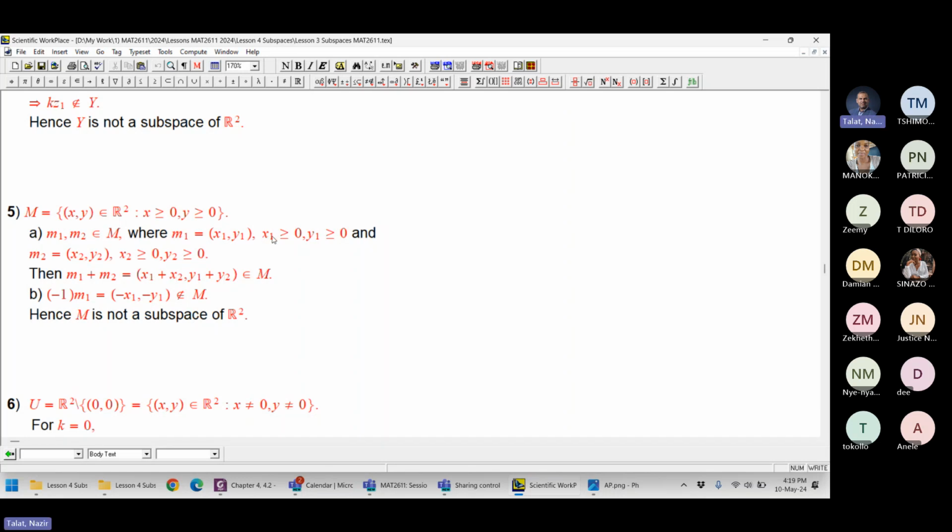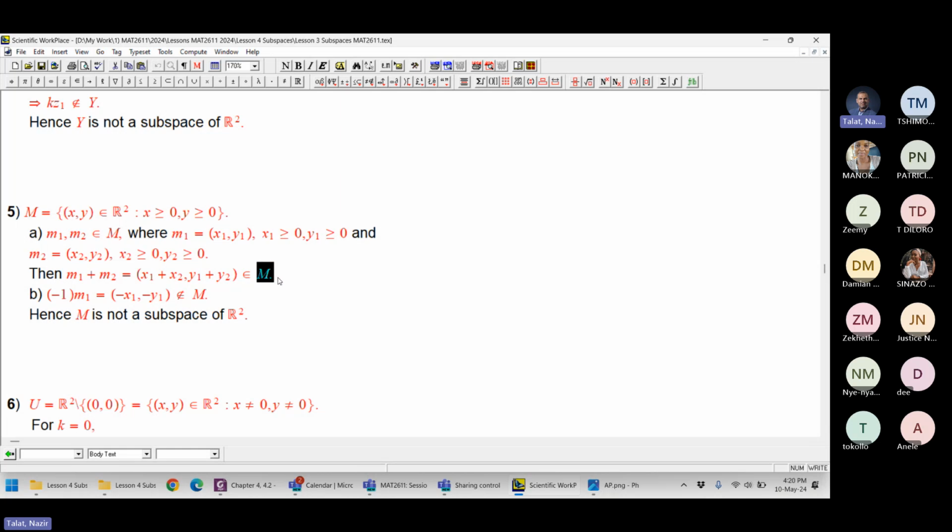And remember that x1 is non-negative, x2 is also non-negative. The sum of two non-negative numbers is also non-negative. The y1 is non-negative, y2 is non-negative. The sum of y1 and y2 is also non-negative. So M1 plus M2 satisfies this condition that both of its elements are greater than or equal to 0, or both are non-negative. So M1 plus M2 belongs to M.